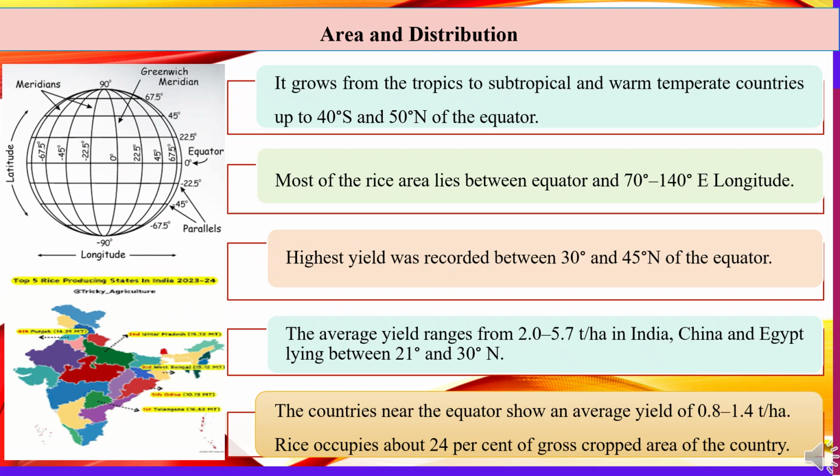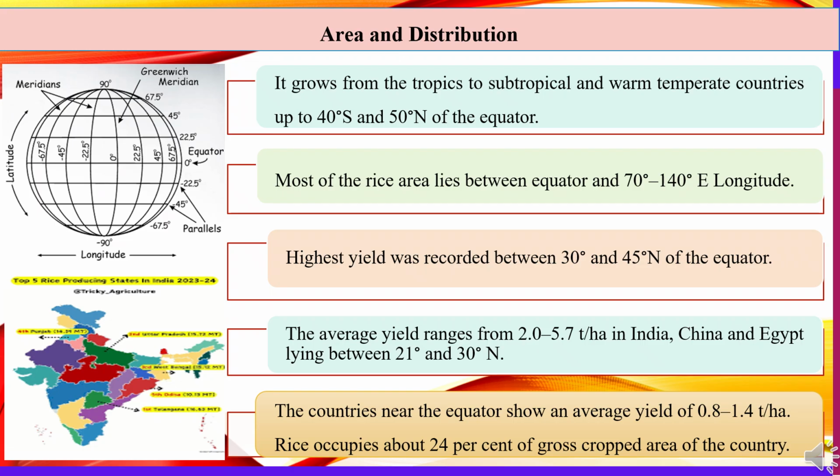Area and distribution. Rice is cultivated across tropical, subtropical, and warm temperate regions, extending from 40 degrees south to 50 degrees north latitude. The majority of rice-growing areas are situated between the equator and 70° 140° longitude. The highest yields are recorded between 30 degrees and 45 degrees north latitude, while in India, China, and Egypt, located between 21 degrees and 30 degrees north latitude, average yields range from 2.0 to 5.7 t/ha. In contrast, countries closer to the equator typically record lower yields of 0.8 to 1.4 t/ha.